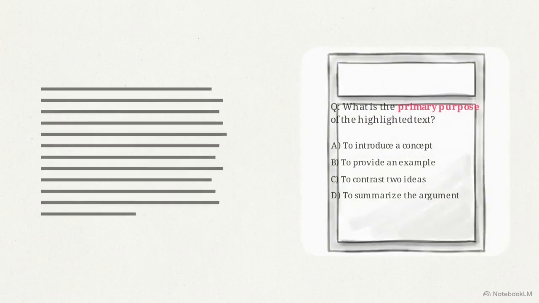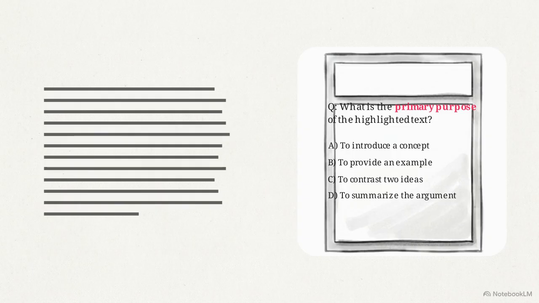Now we move to L for locate. On this split-screen layout, we take our keywords and find their exact location in the text. But finding the target sentence isn't enough. You must read the surrounding sentences, because the immediate environment provides the context necessary to secure the right answer.